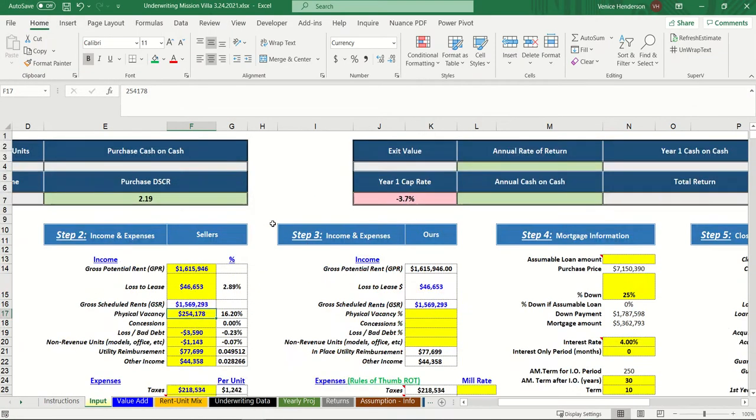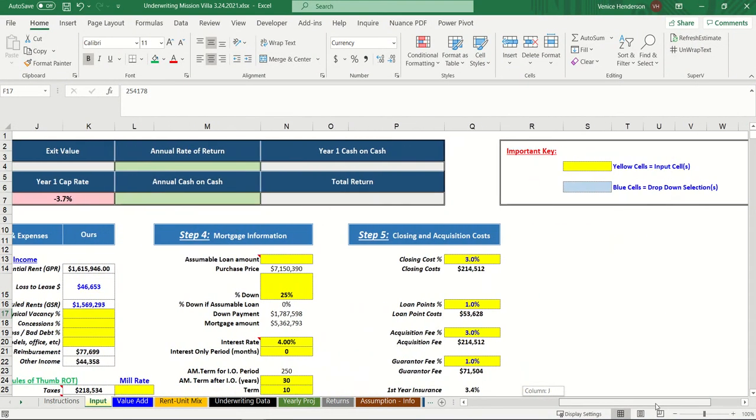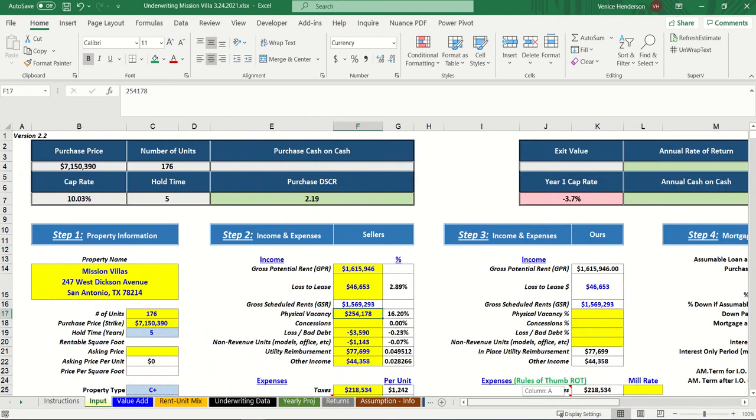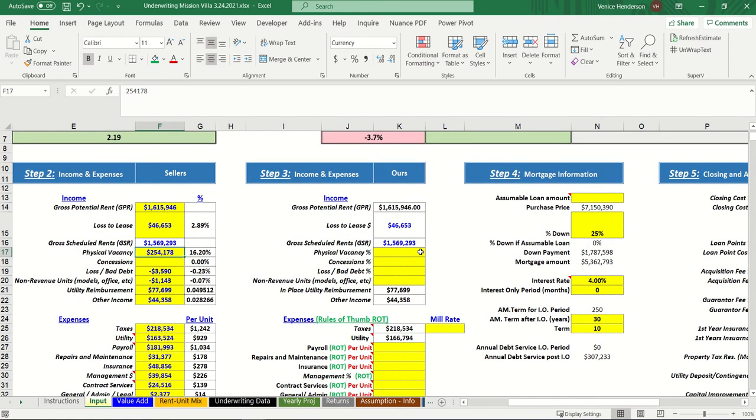So at this point, I've put in the seller's information. Let's see if anything is looking good. This cap rate is looking amazing. But I don't know at what point that was populated. All right, we are going to go ahead and move on to our section. And I love the way that it pulls right over.